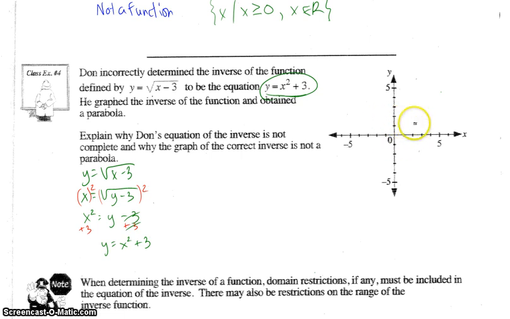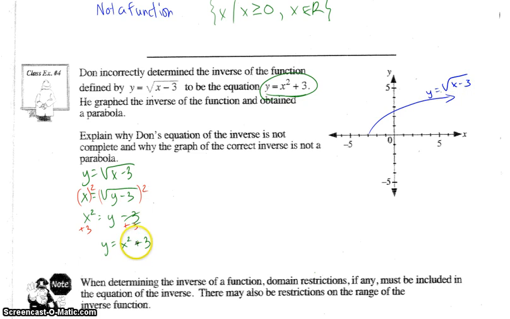Big hint, they gave us a grid here. So y equals square root of x minus 3. If you put that in your graphing calculator, the square root function looks like this, and then moves 3 over. So we should have something that looks kind of like this, okay, for the original.